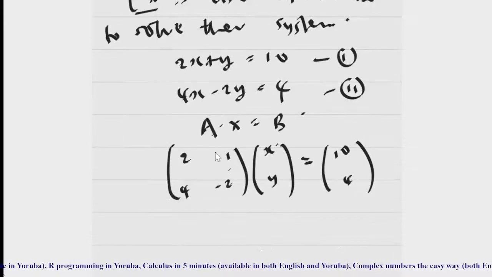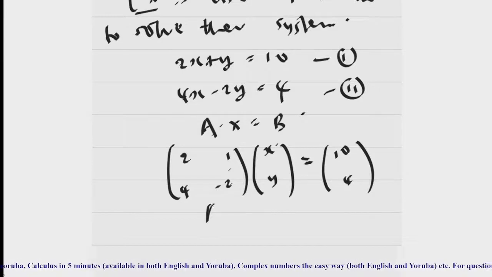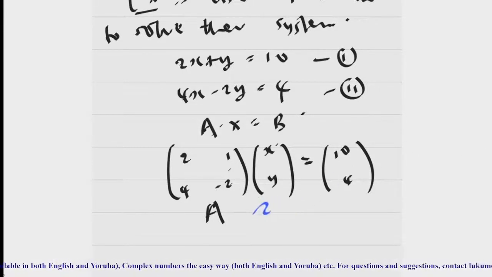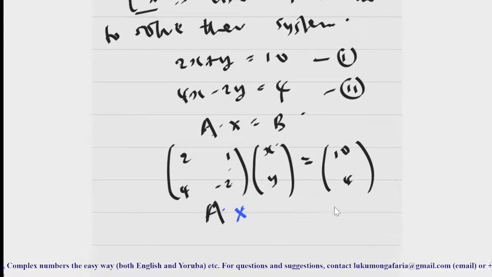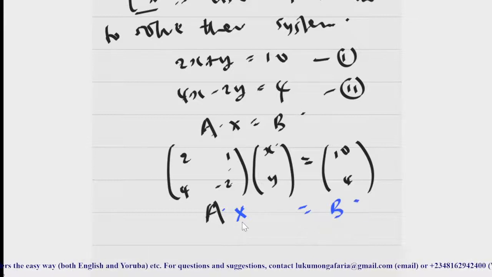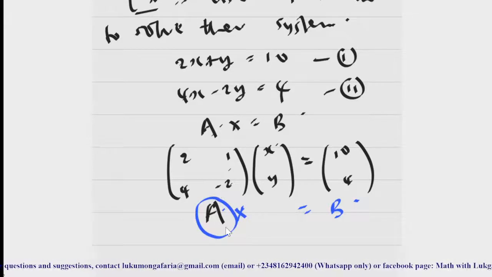So now that we know that this guy is A, this is my X, and this is B. And we are interested in finding the value of X. Don't forget, it means we have to get rid of this A. How can you get rid of the A? It is to multiply both sides by the inverse of A.